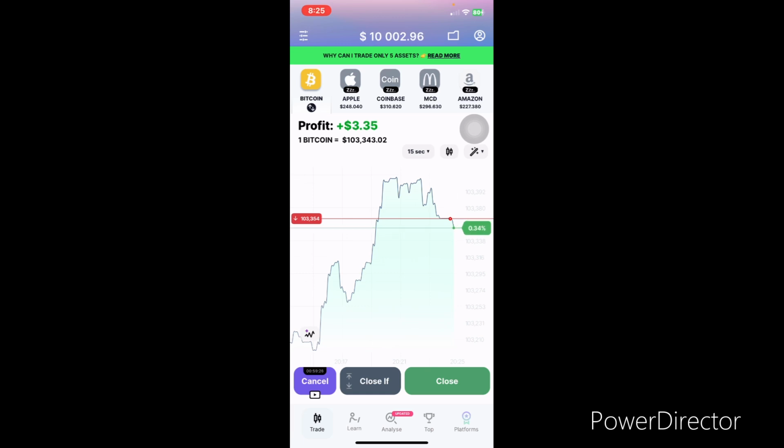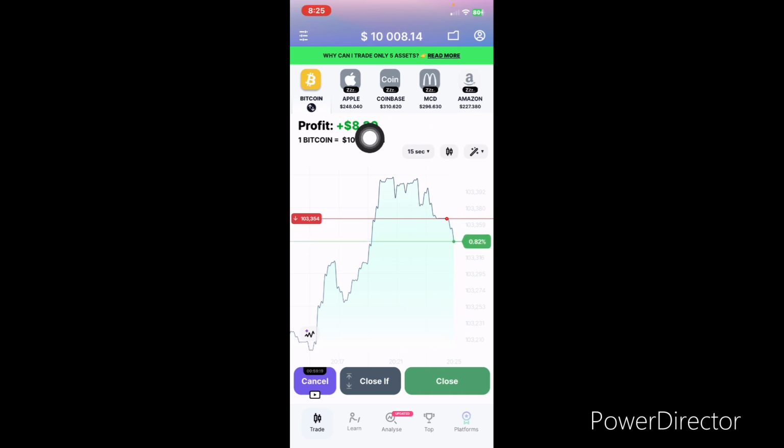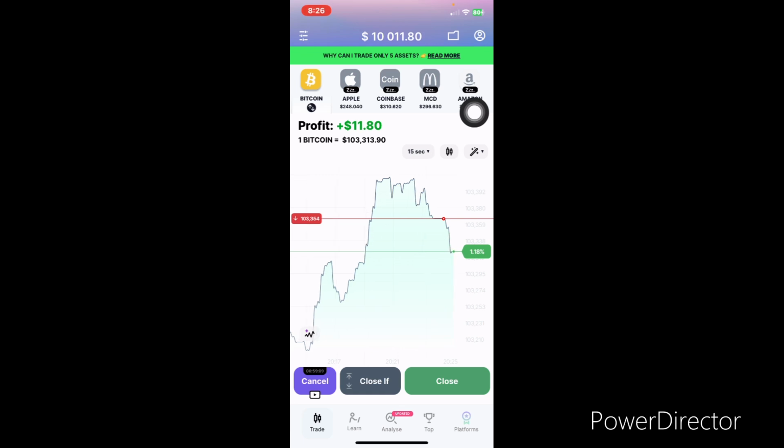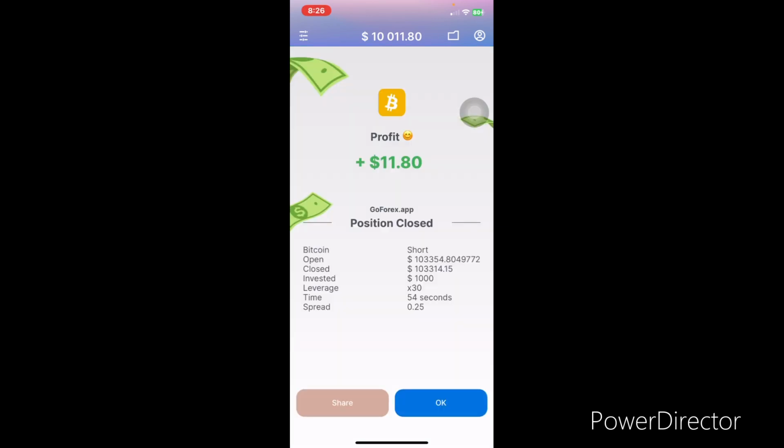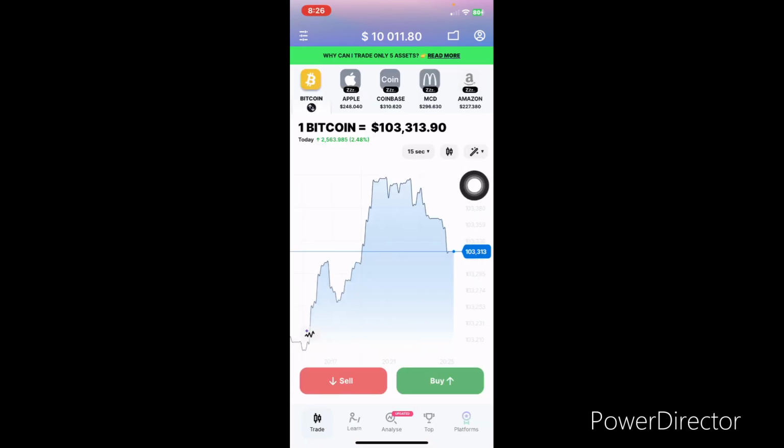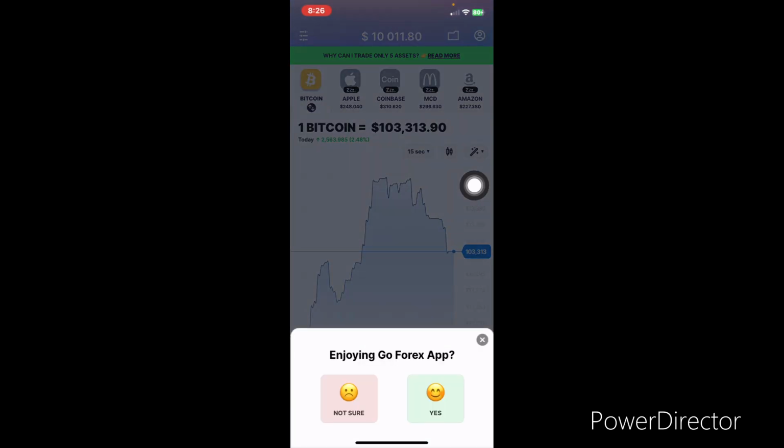But if you feel it's still going to drop, as you can see it's dropping, BTC is dropping, so my money is increasing because I tapped on sell, which means it's going to drop. So my prediction was very right. I'm going to close this trade right now. When you close it, voila, you've gotten $11.80. So this is basically how Bitcoin or BTC trading works.